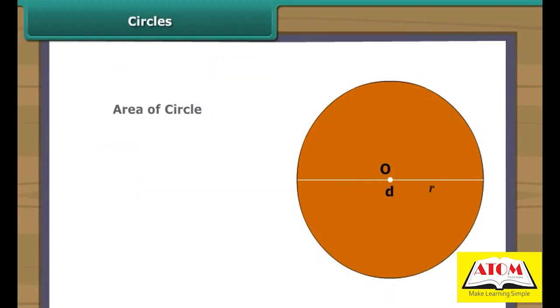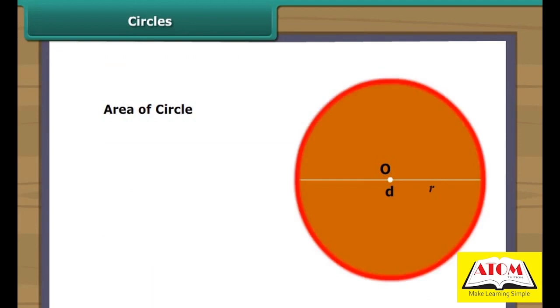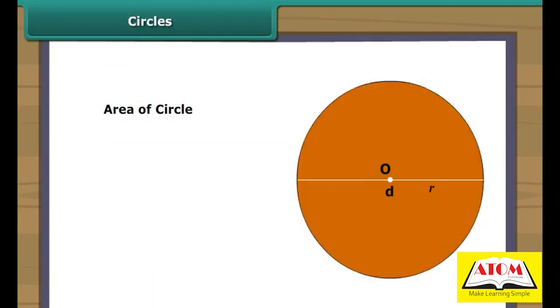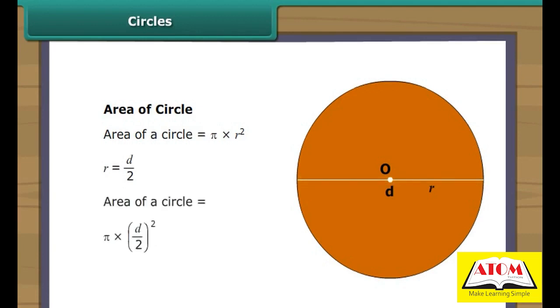Students, can we also find the area of a circle? Yes, if we know the measure of the radius of the circle. The area of a circle is equal to pi times the square of the radius, or we can also express the area of the circle in terms of diameter. We know that the radius of a circle is half of the diameter. So, the area of a circle in this case is equal to the constant pi times the square of half of the diameter.